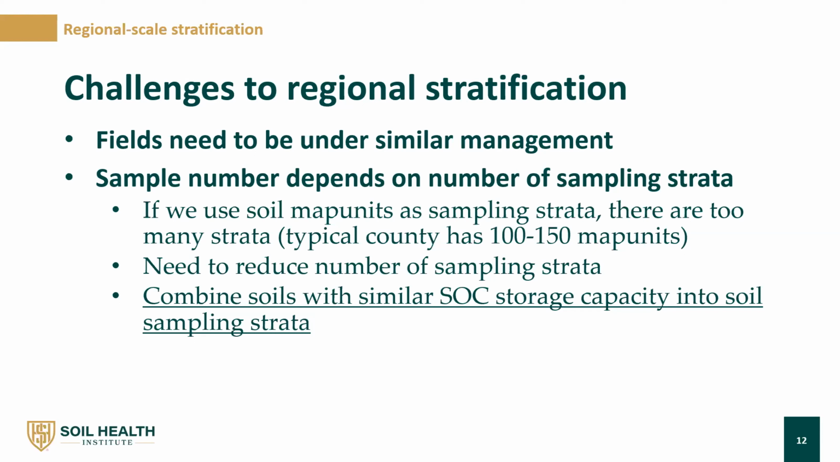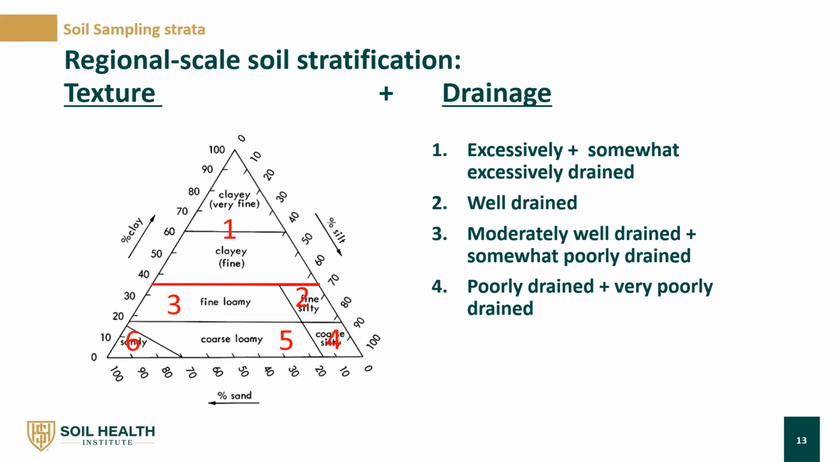So the approach that we've adopted at SHI is to combine soils with similar soil organic carbon storage capacity into sampling strata. And I won't get into the details of the stratification approach too much, but we've grouped them using two main factors, their texture and drainage. We have six textural classes we're grouping by and four drainage classes we're grouping by.